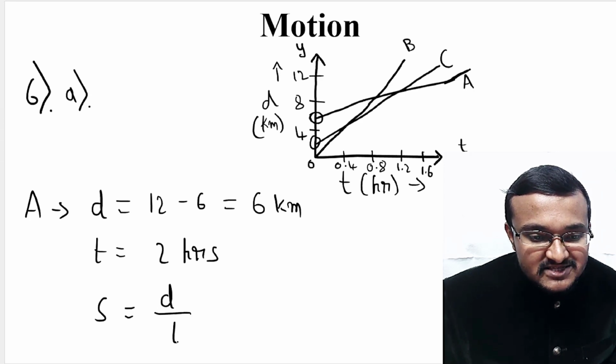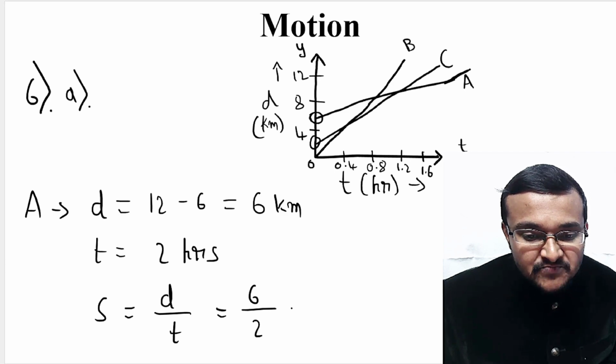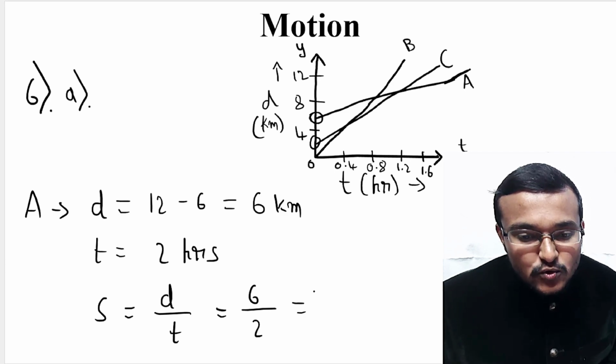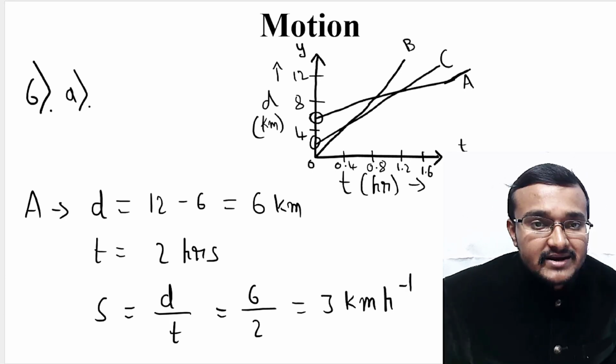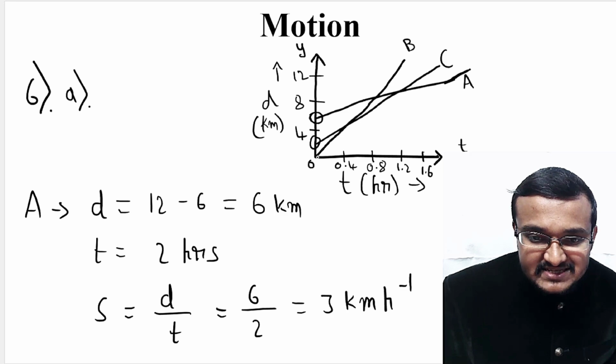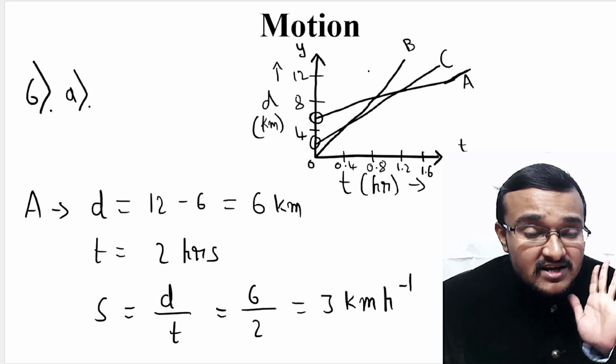So now what is the approximate speed? We can take distance by time. So A has traveled 6 kilometer in 2 hours. So 6 divided by 2 will be equal to 3. So 3 kilometer per hour is the speed of A. Now if you consider B, B has started from 0 and it has ended almost somewhere near 12.